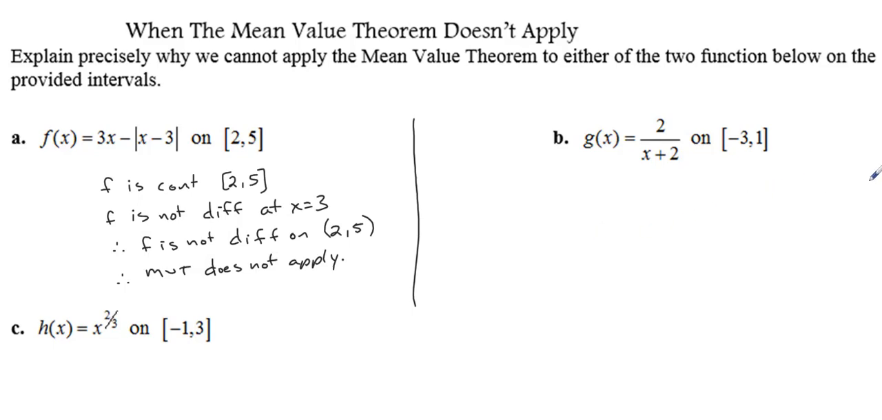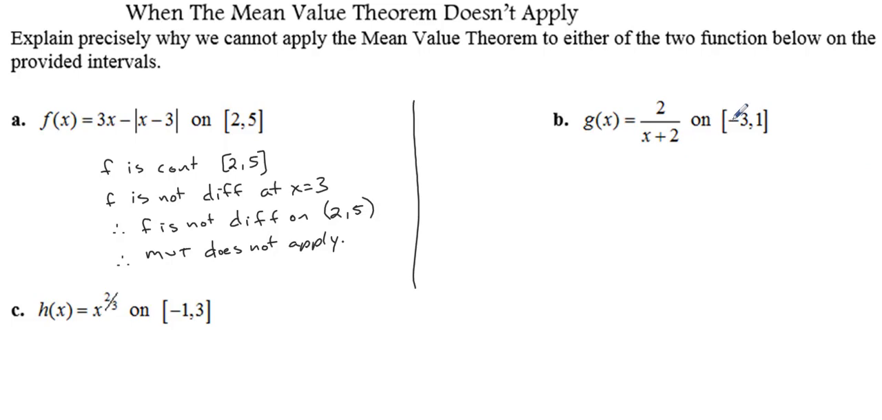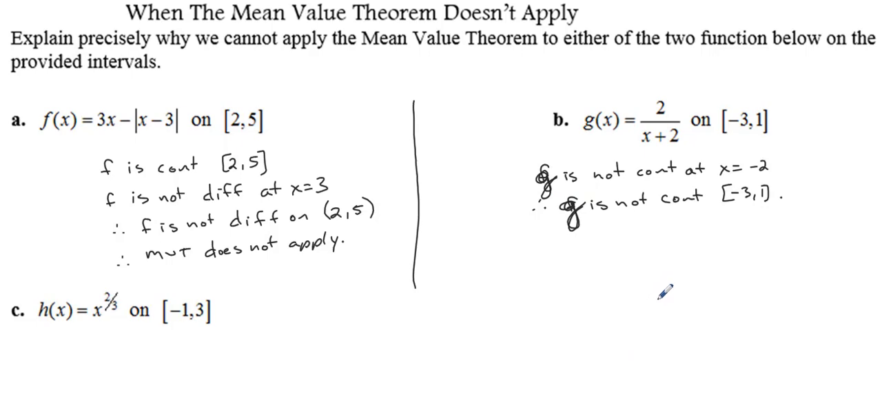How about part B? Is this function continuous on -3 to 1? Where is this function not continuous at? There we go. Let's state it. F is not continuous at x equals -2. Therefore, F is not continuous on the closed interval -3, 1. Ah, thank you. G is not continuous. Therefore, MVT does not apply.